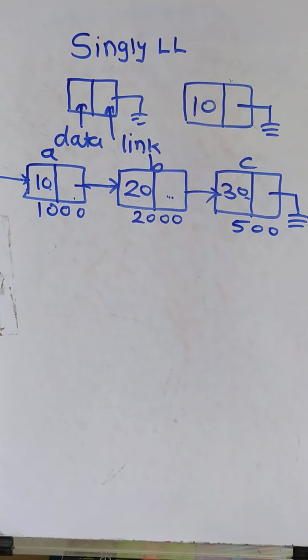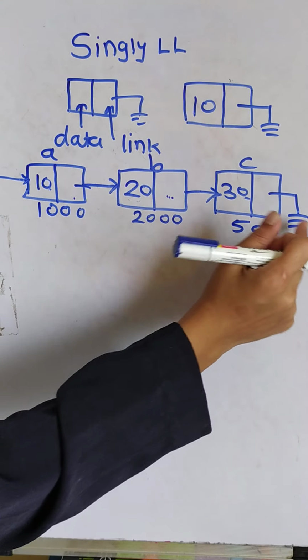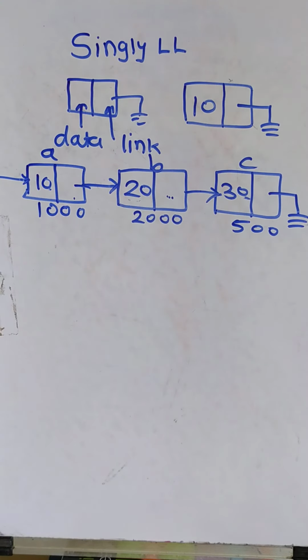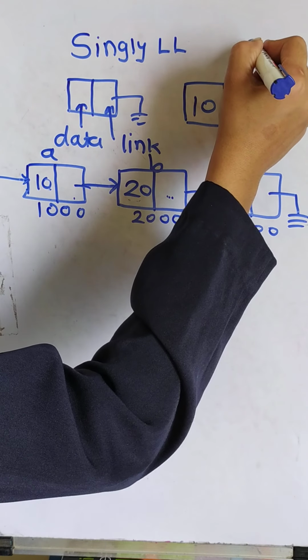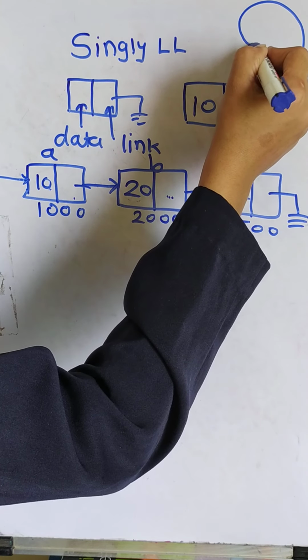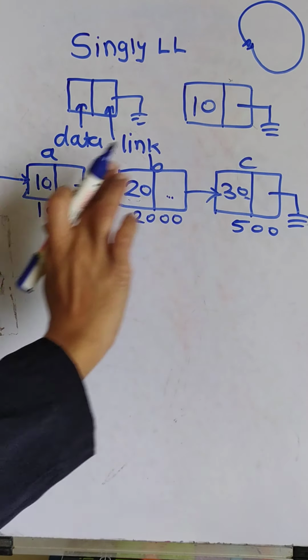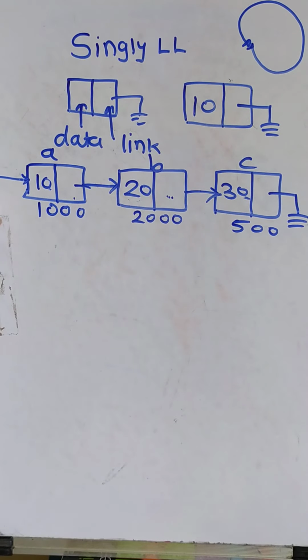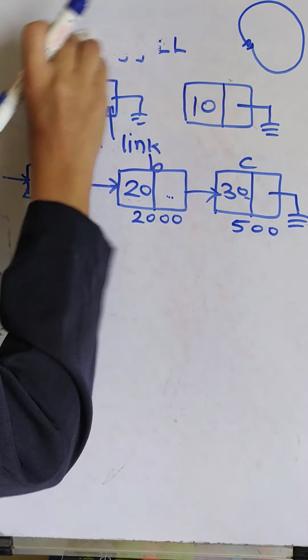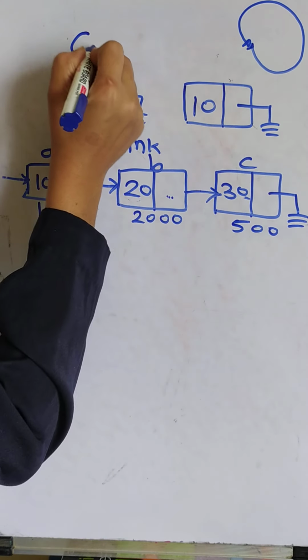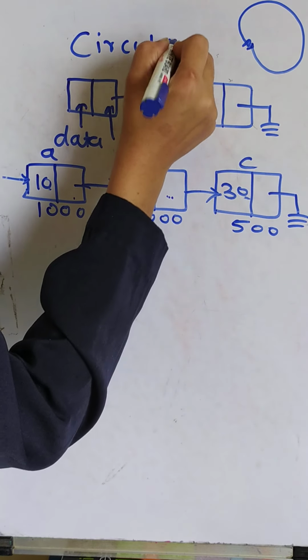Now in today's session we will start with the circular linked list. What is the difference between the singly linked list and the circular linked list? How will we convert this linked list into a circular linked list? Circle means starting from here, again ending here. This is your starting point and this is your ending point. We will try to convert this singly linked list into a circular linked list.